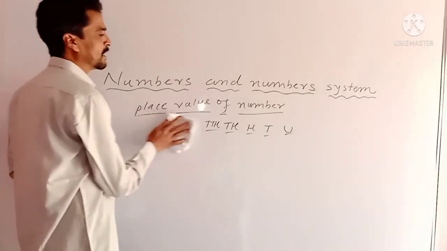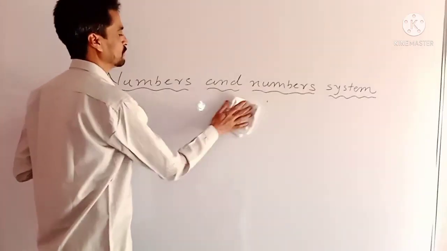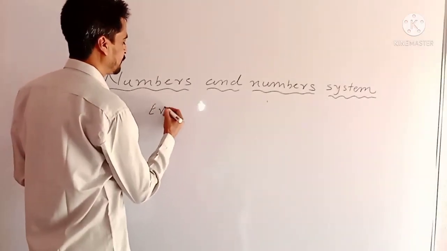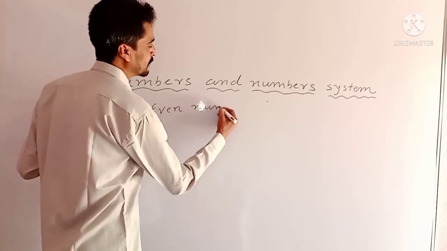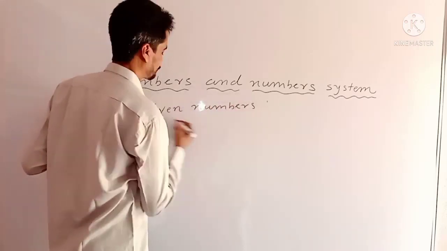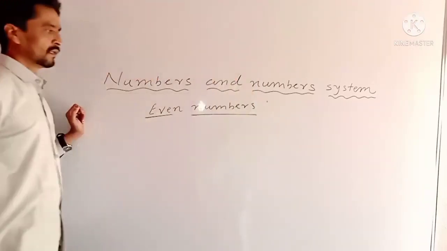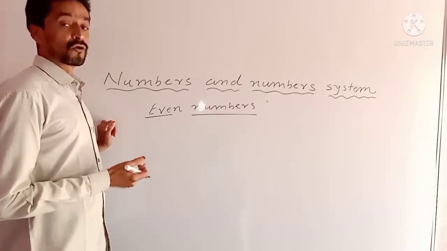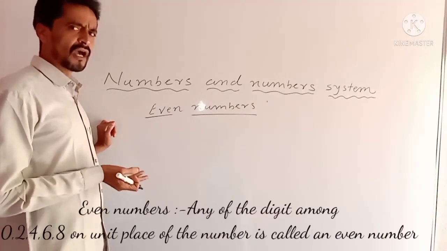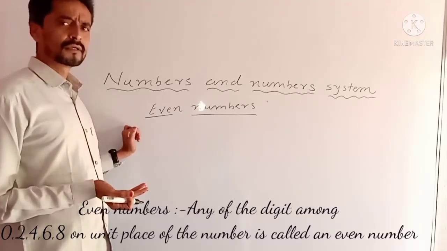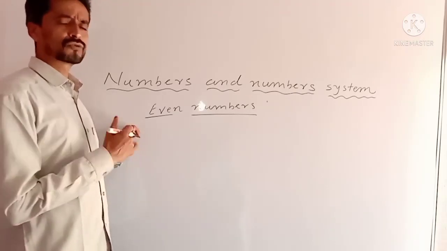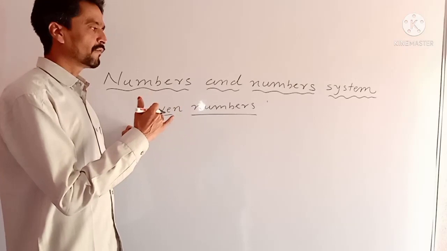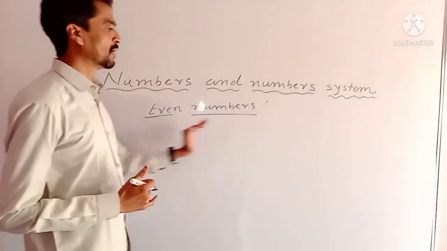Now another basic point is given, even numbers. These basic points we have learned in our previous classes, from third class and fourth class, we have learned what is even and what is odd. We have learned these two topics. But here, for revision, we are going to clarify even numbers.